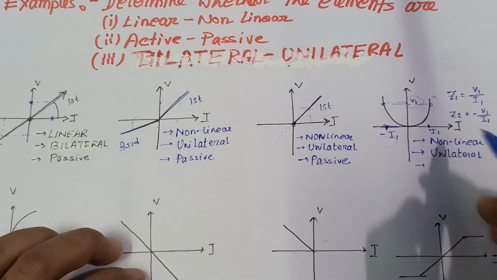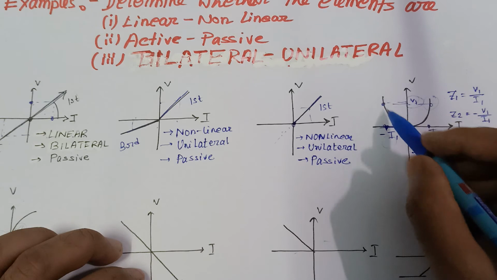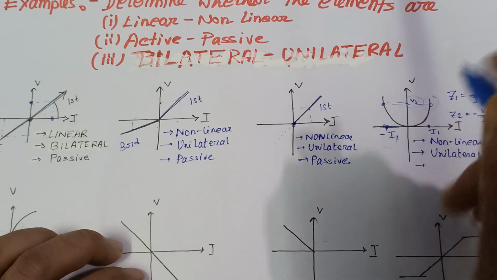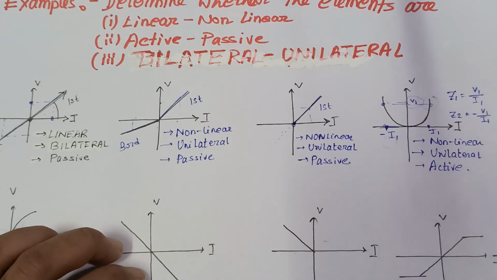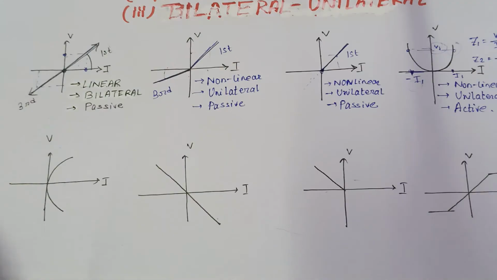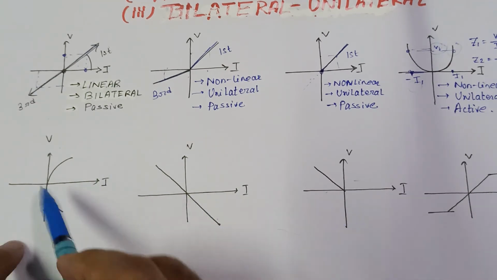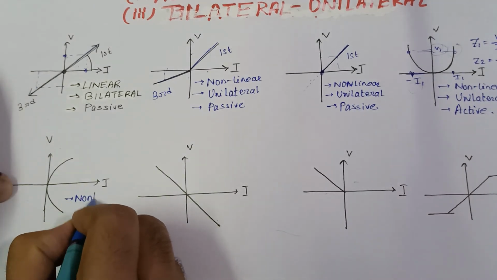And the last one, active or passive. See, in this case the slope is positive, but in this case the slope is negative. If the value of slope is negative for any moment, then it should be active. So it is an active element. Now moving to this example, see, it is not following any equation of straight line, so again it is non-linear.